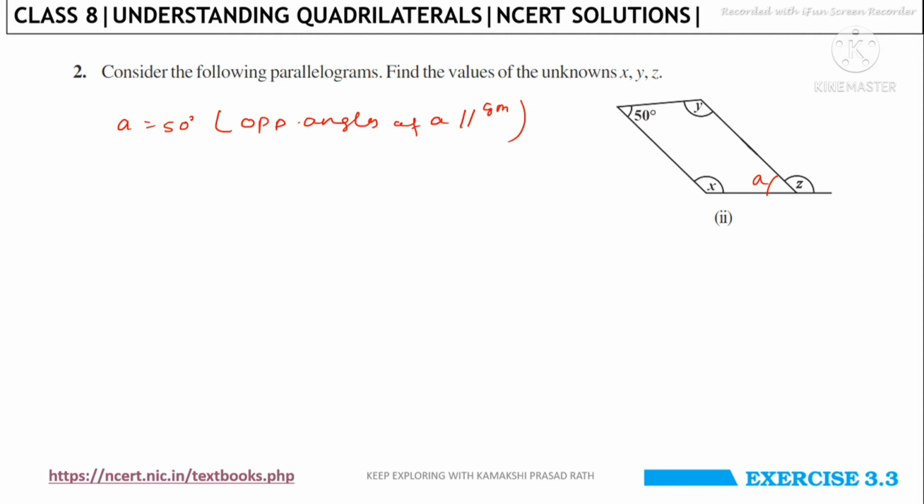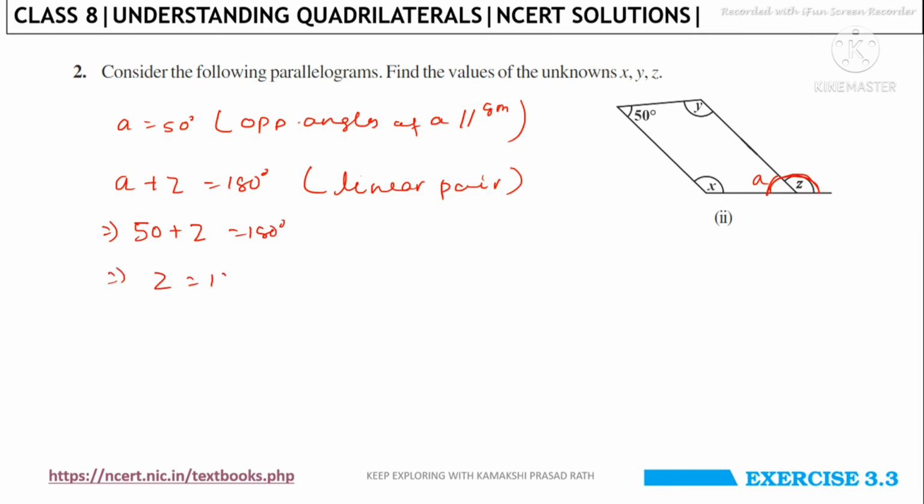Now A and z, you can see here A plus z equals 180 degrees. Why? A and z form a linear pair. So A plus z is 180. So this implies 50 plus z equals 180 degrees. This implies z equals 180 minus 50. It gives us 130 degrees. So we have got the value of z.